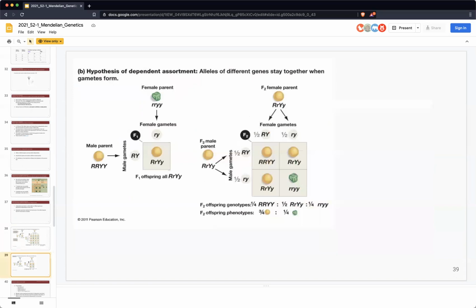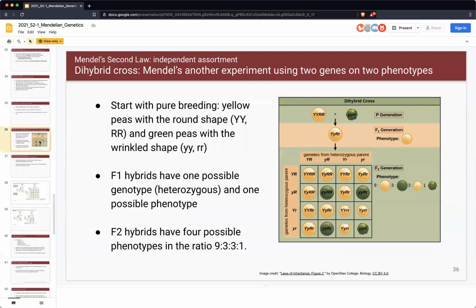But if they are linked to each other, then the ratio would come up as 3-1, because the two traits are actually mediated by the same factors, right? So the two situations are different, but as you see in the previous slide, Mendel used the dihybrid cross and he successfully showed the 9-3-3-1 ratio, and he proposed the independent assortment of the traits.